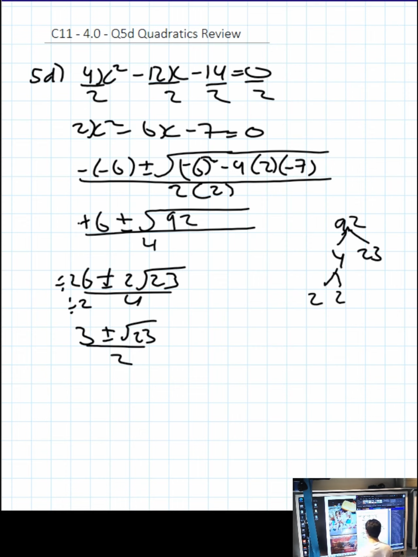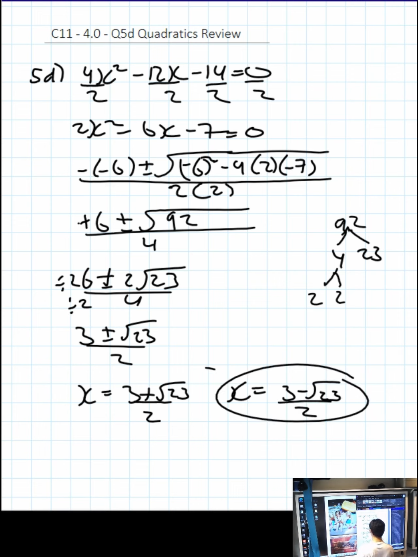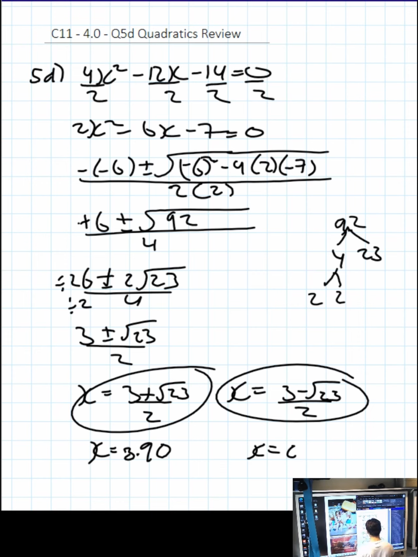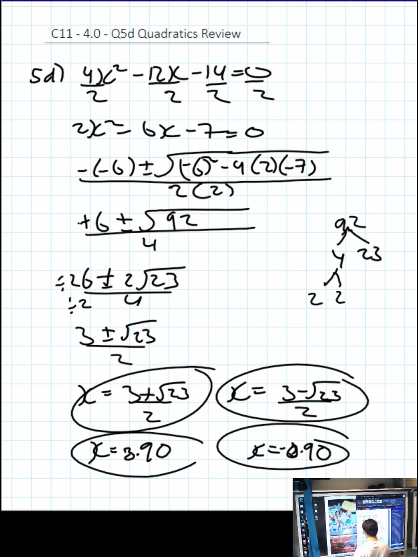And then let's write our answer twice. So x equals 3 plus root 23 all over 2, and 3 minus root 23 all over 2, and circle both of our answers, and let's also give the decimal answer. X equals 3.90, and x equals negative 0.90. Circle both of our answers. All right, so sometimes you have to simplify a radical square root, and then also maybe have to do something like divide the top and bottom by a certain number.